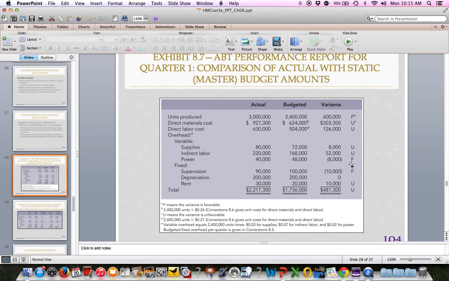I happen to have, somehow, we got a good deal on power. Apparently power rates went down a lot. That was favorable. And we were able to trim our supervision costs a little bit, so that was favorable. But basically everything else was unfavorable because of the extra production. So, this is good information, right? But it doesn't help me measure the efficiency of what's going on. And that same info is on the bottom of 405, just so you know.